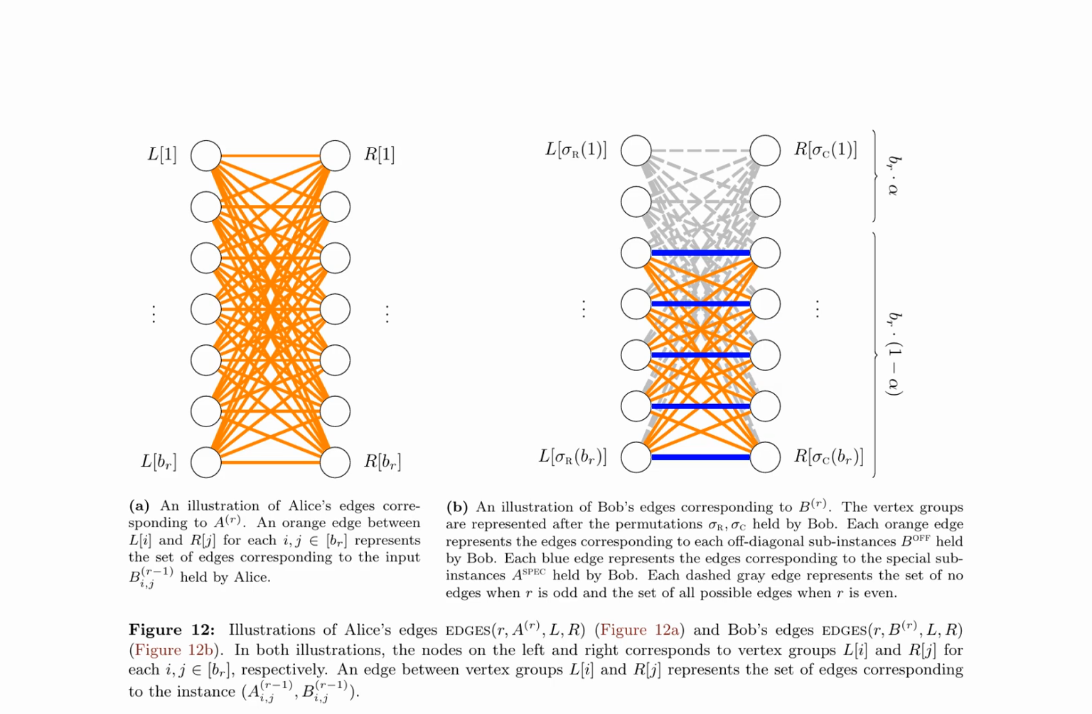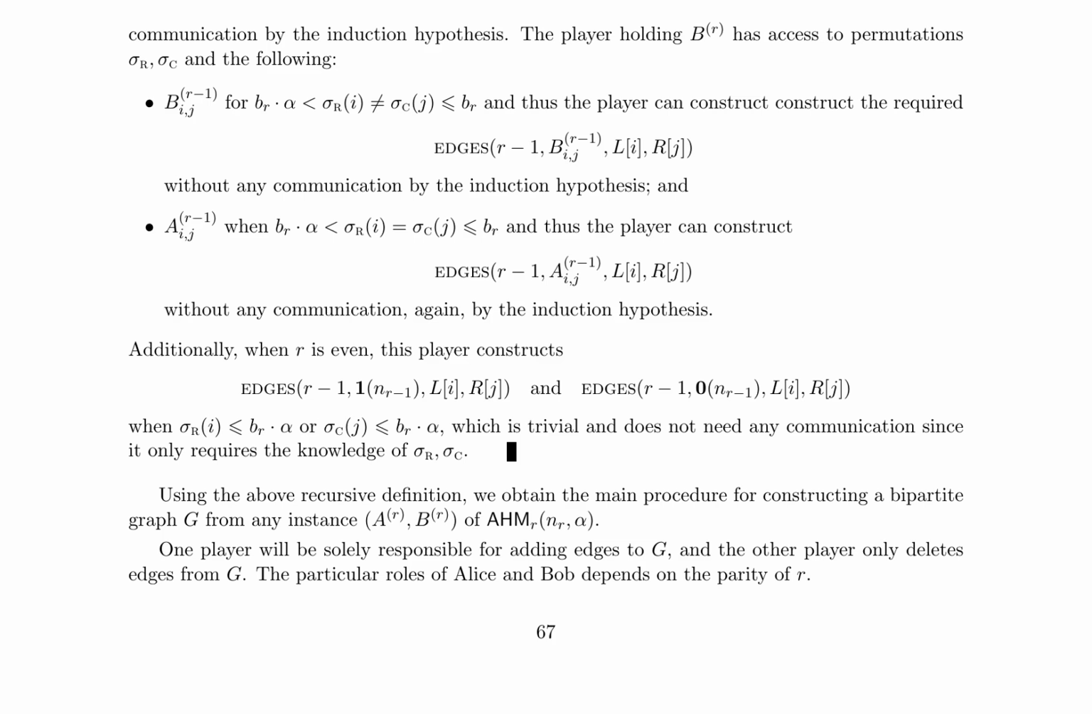The recursive definition enables the construction of a bipartite graph G from any instance (A_r, B_r) of AHM_{n,r,alpha}. The main procedure involves one player adding edges and the other deleting edges, with roles determined by the parity of r. Permutations sigma_r and sigma_c are crucial in constructing required edges without communication, a key aspect of AHM. The recursive definition allows for the construction of G from any instance (A_r, B_r), a significant result in communication complexity.